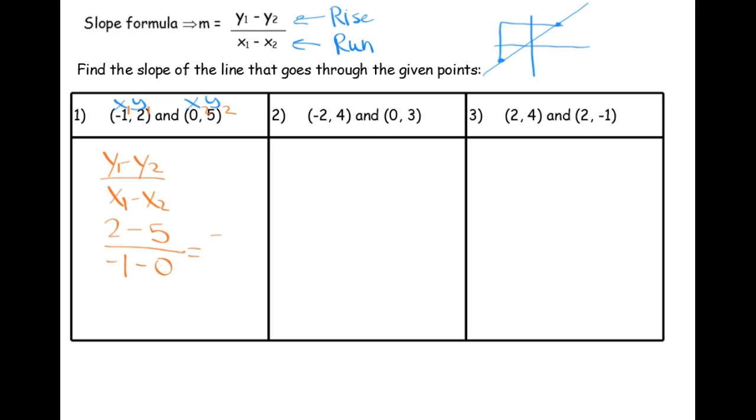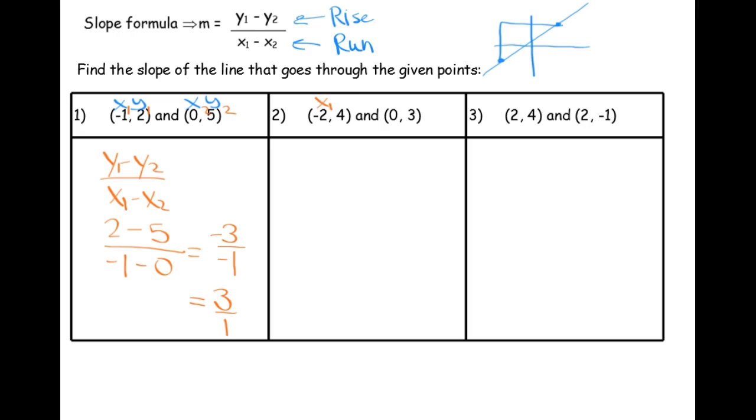2 minus 5 is negative 3. Negative 1, take away nothing, is still negative 1. And the only thing that happens here is that the two negatives cancel, and 3 divided by 1 is 3. And you can leave it over 1 if you want. So pretty simple, pretty straightforward. We're going to do one more, and we'll leave the last one for you.